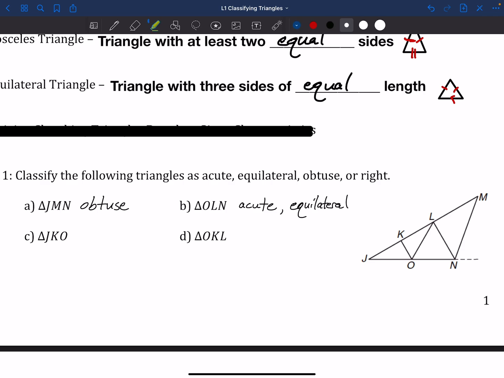What about JKO? So take a second, take a look at JKO. See if you can come up with a name for that one. Might be a little tricky, but give it a go. Hopefully you came up with the same thing that I'm thinking.